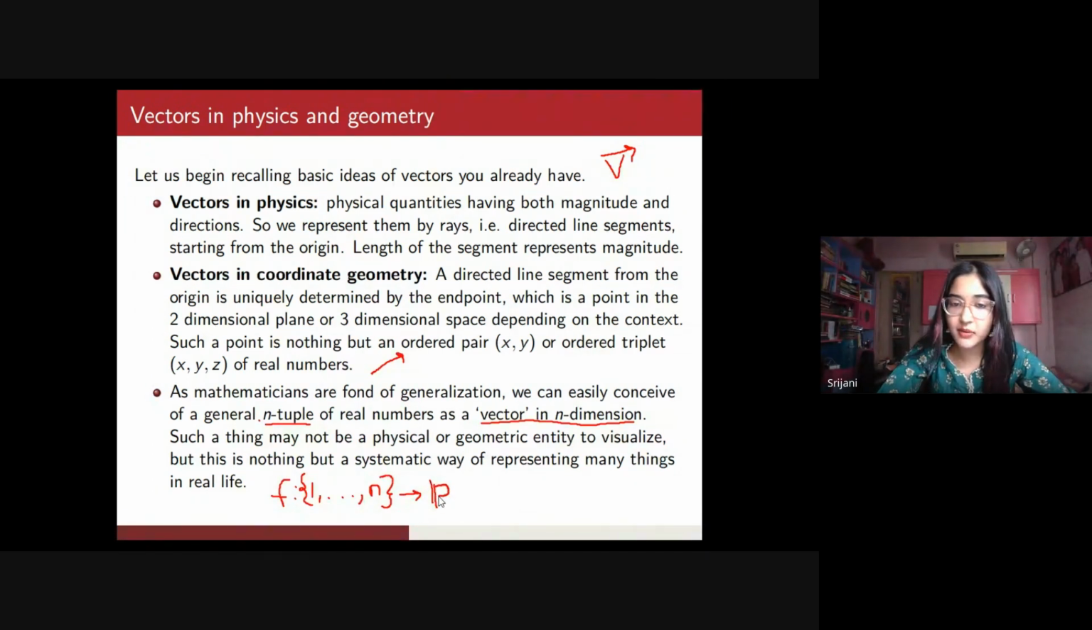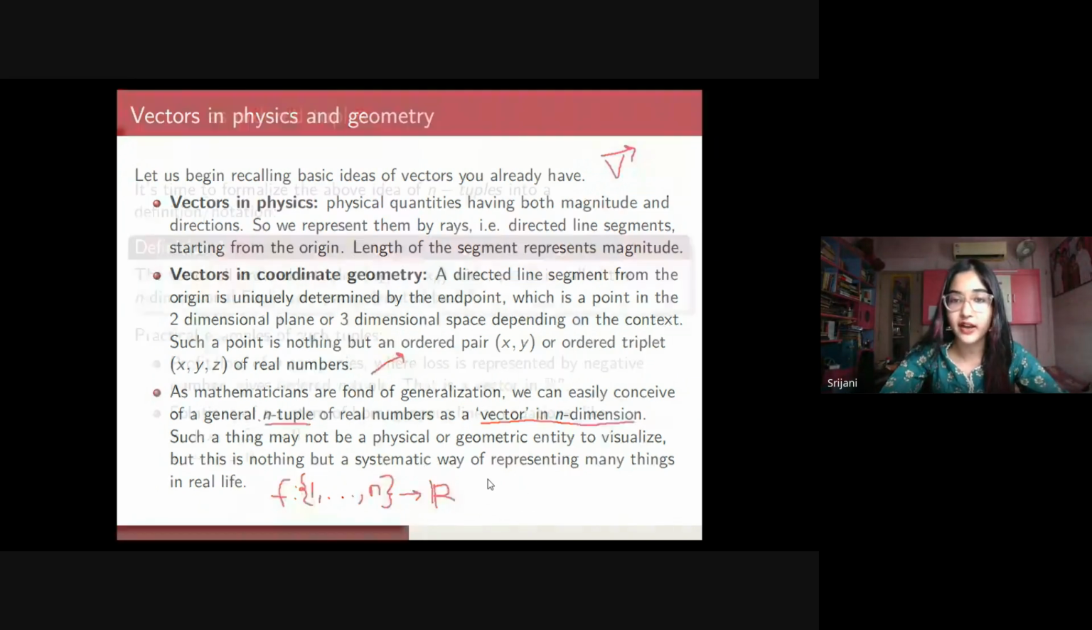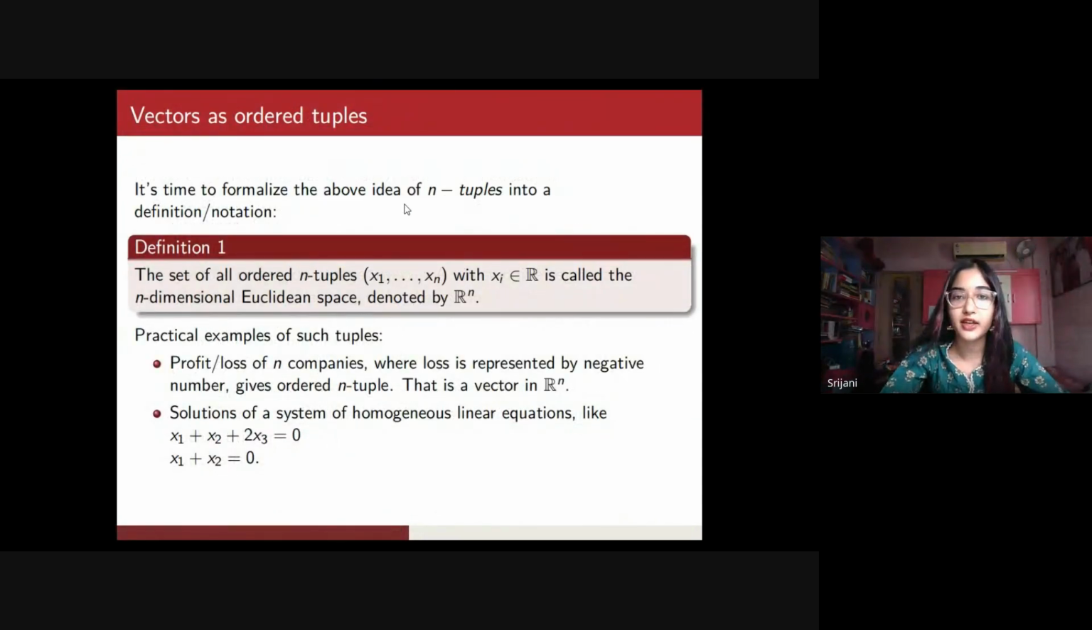We will get n many real numbers, right? So we arrange those n real numbers and we get an ordered n tuple. That we call Rn, which we will formally define here. The set of all ordered n tuples like this, where each xi is a real number, is the n-dimensional Euclidean space or Rn. So why Rn? Because it is just a short form of all functions from the set 1 to n to R.